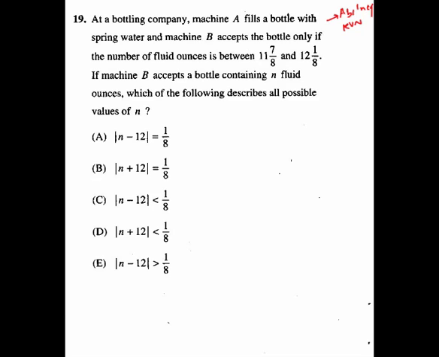At a bottling company, machine A fills a bottle with spring water. Okay, that makes sense. And machine B accepts the bottle only if the number of fluid ounces is between 11 and 7/8 and 12 and an eighth. Okay, so they're saying that N has to be greater than 11 and 7/8 and less than 12 and an eighth to be accepted. This is for machine B.